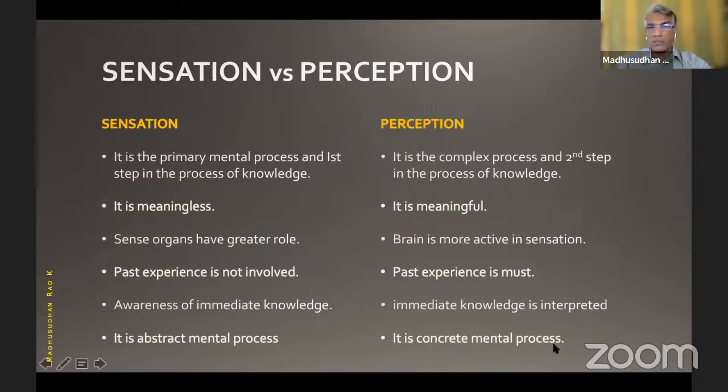So these are the major differences between sensation and perception. Sensation is an abstract mental process. Perception is a concrete mental process. It has certain information put together.